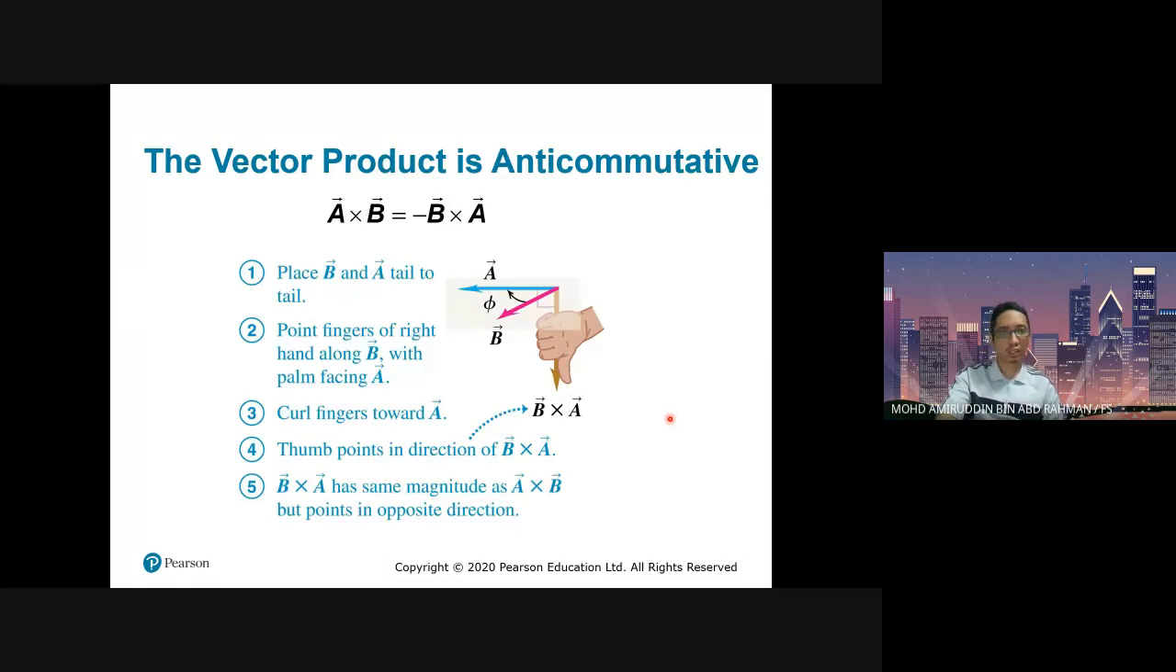So this is what I just said. A cross B is equal to minus B cross A. So when it is minus B, let's say your B is in that direction.